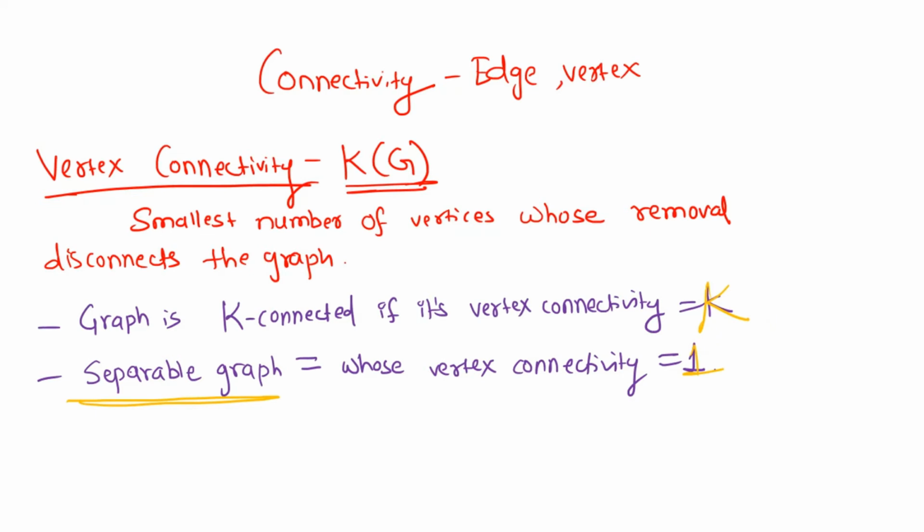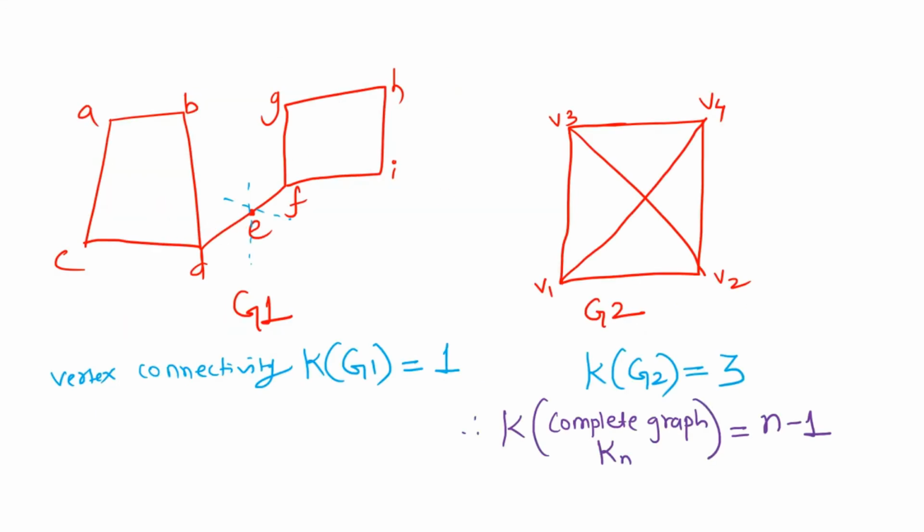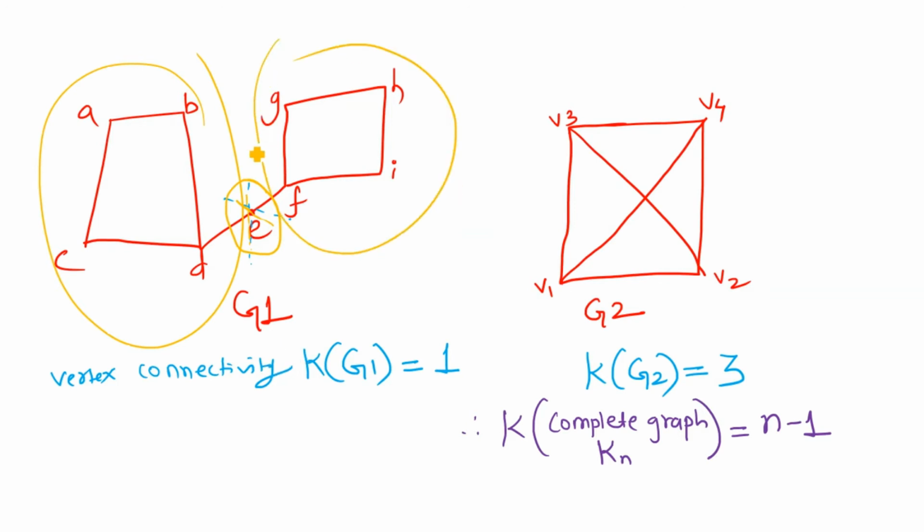Now for example, in this graph, if I make a cut by removing this particular single vertex, my graph gets disconnected into two portions: this is the first portion and this is the second portion. This is called a separable graph, and k of G, the vertex connectivity of the graph, is 1. That is the minimum number of vertices we should delete so that our graph gets disconnected into two or more portions.